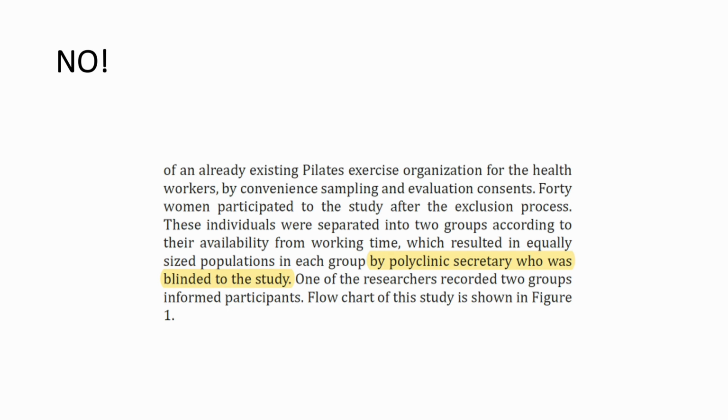In this study, the researchers did not meet this criterion. They had a polyclinic secretary do the allocation to groups, and they stated that she was blinded to the study. However, she was not blinded, or she was aware of to which group these participants were going. So based on the information that was provided in the study, there was not concealed allocation.